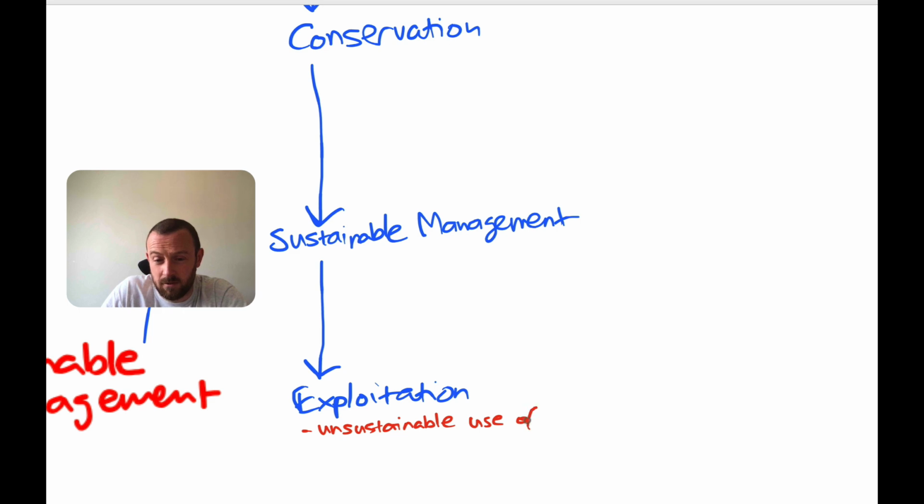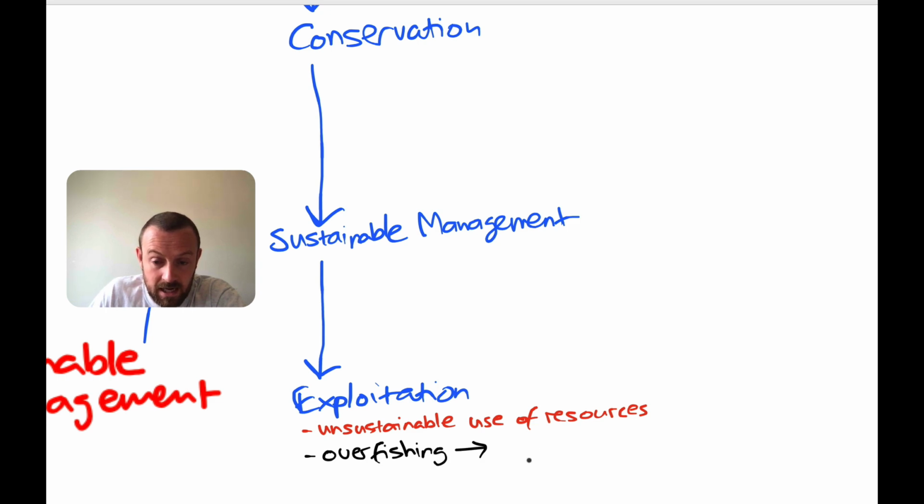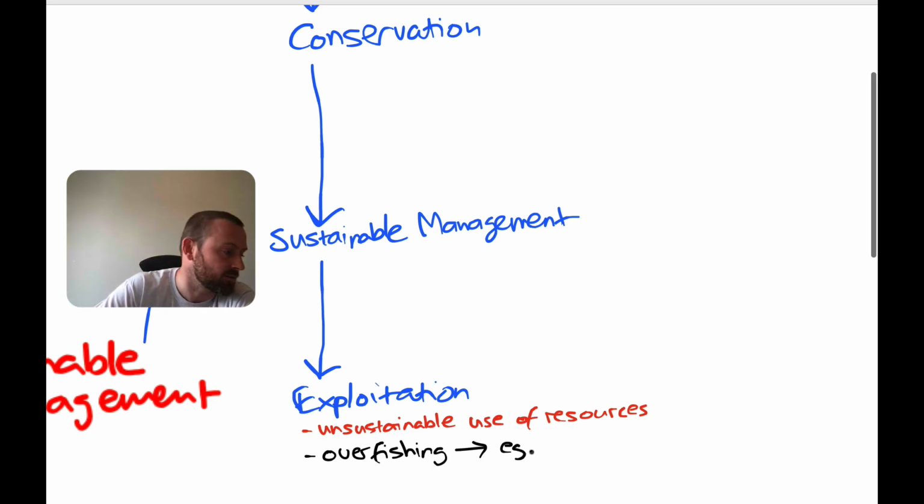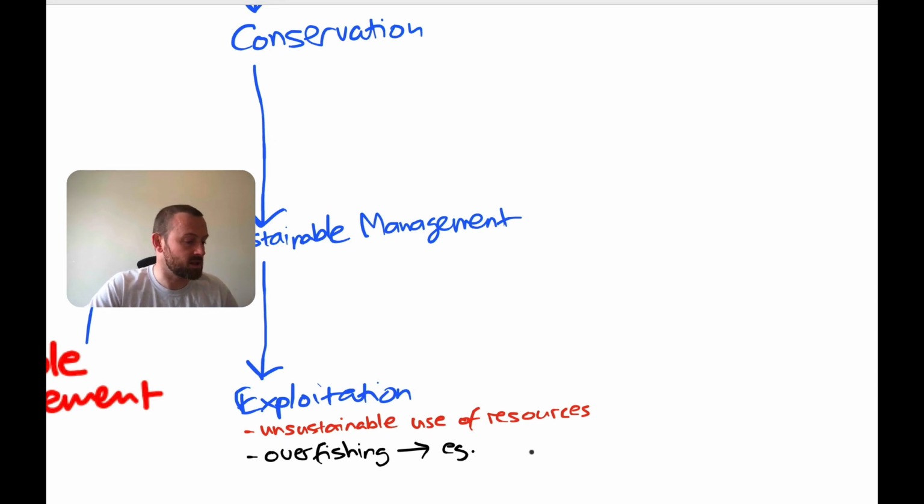Use of resources. So this is by the action of using a resource, it means that there'll be less available in the future. I kind of talked about some examples of this, like overfishing. A case study of this was the Grand Banks in Canada.